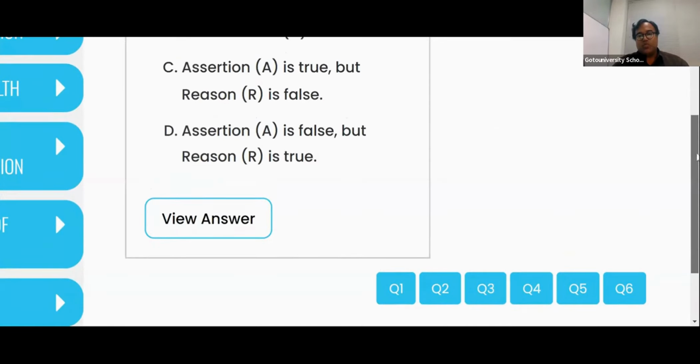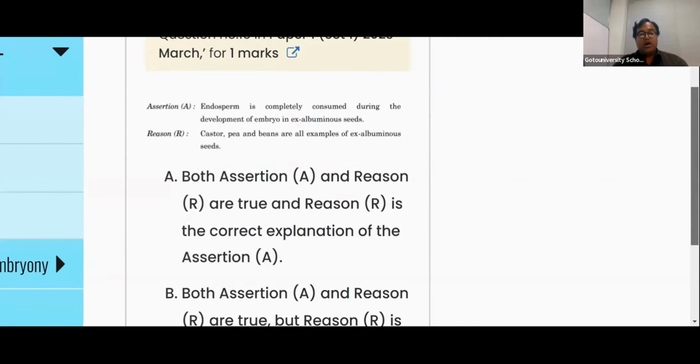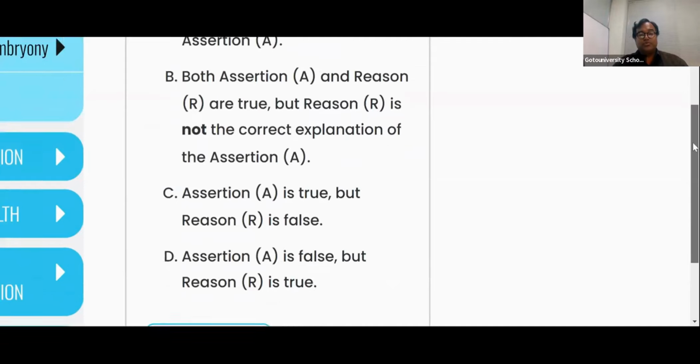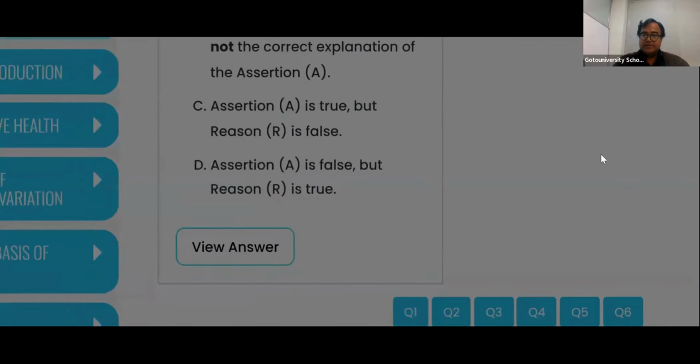In assertion reasoning, we know the question pattern very well. The assertion statement might be correct or wrong, and the reason might be correct or wrong. Accordingly, we need to choose among all four options, right? So we will examine this. You can see the answer for this.